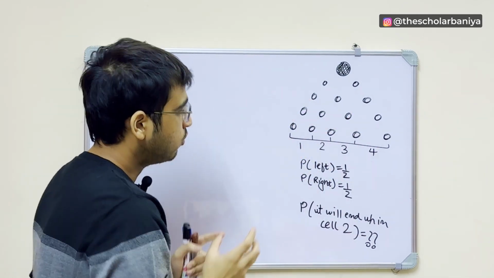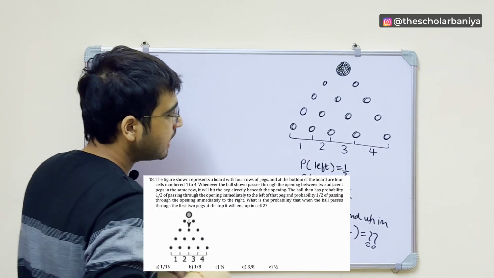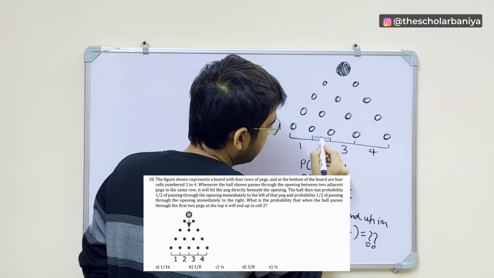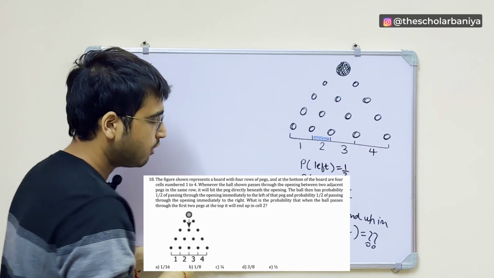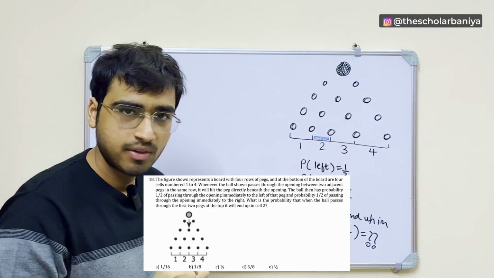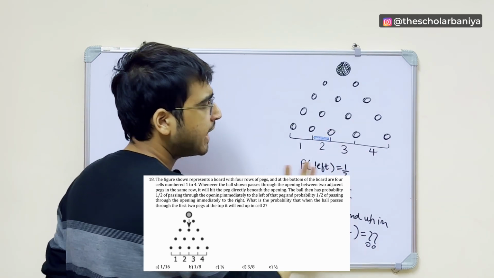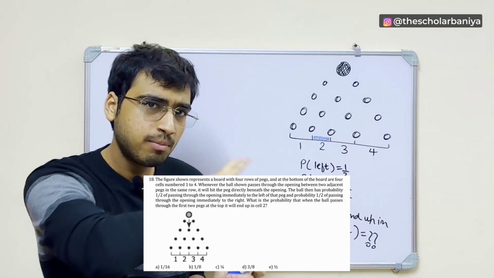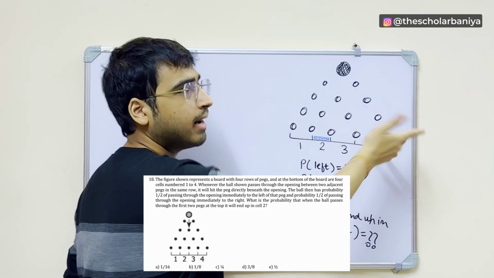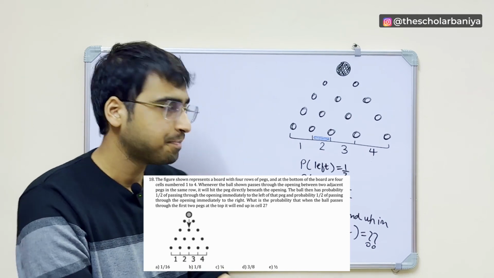So we have to calculate what is the probability that it will end up in this cell over here. We are also given that the probability it will go left or it will go right is 1 by 2. That means there is no partiality or bias. The ball can equally go on this side or it might go on the other side. Anything can happen, right? On an equal probability.